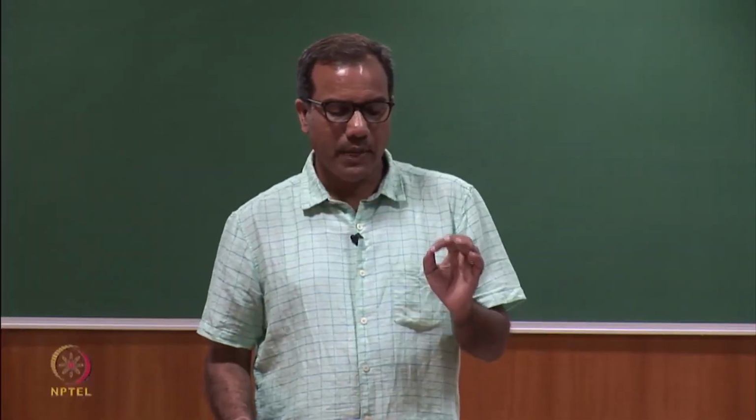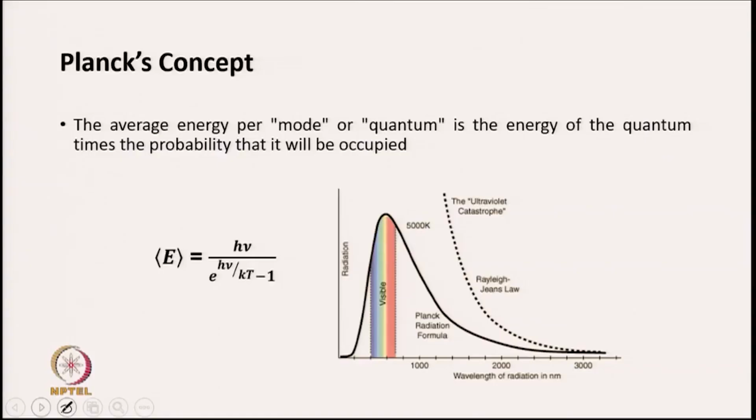So, what was the Planck concept? The average energy per mode or quantum is the energy of the quantum times the probability it will be occupied, and the value of E is now no longer equal to kT; it is h nu divided by exponential of h nu by kT minus 1.